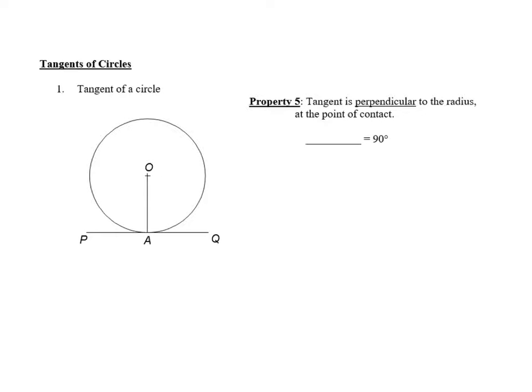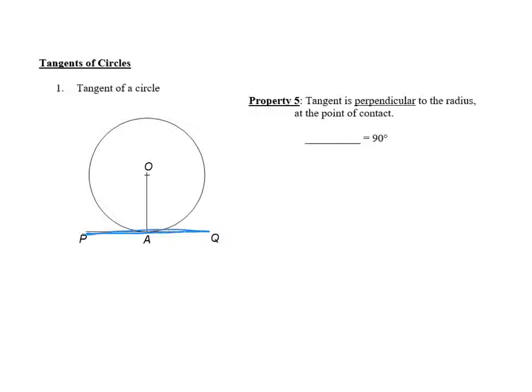Meaning, if I have the tangent over here, PQ, and the radius OA, I will naturally get a 90 degrees. If it's not a 90 degrees, it will not be a tangent. So in this case, angle OAQ is 90 degrees. Now, because of this property, we can come up with property number 6, which is related to the tangents of circle. The abbreviation for this property is tangent perpendicular to radius.